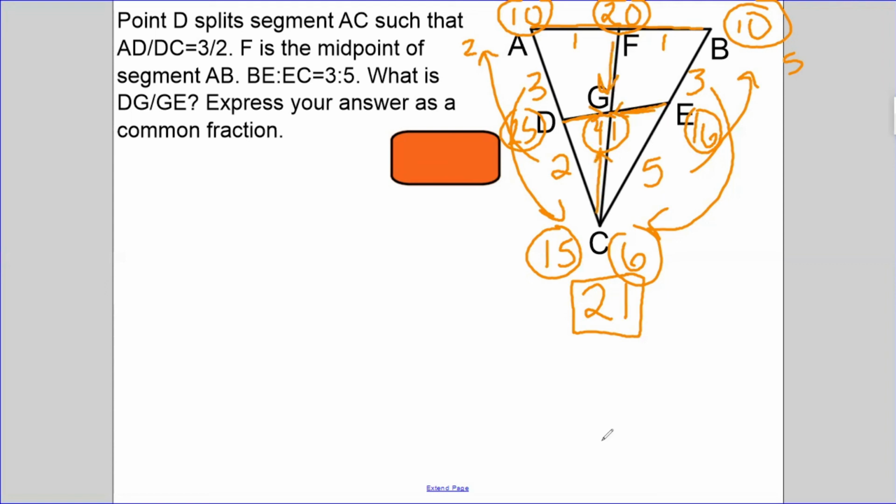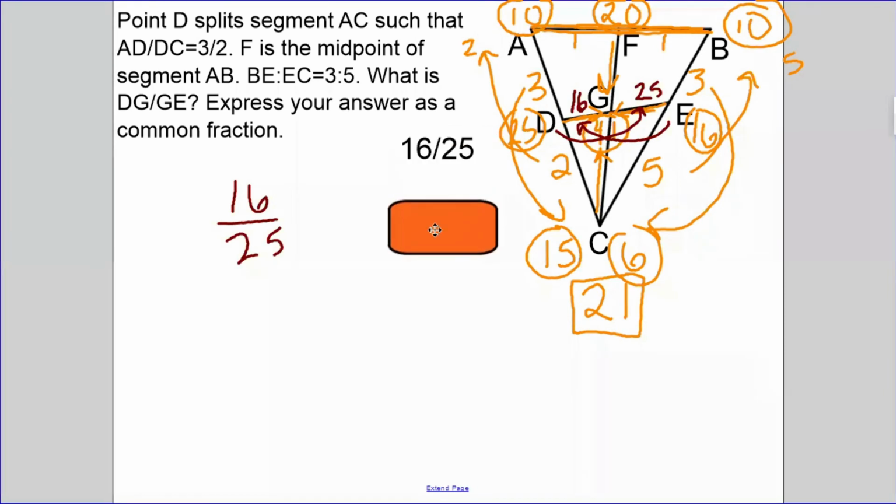When we're dealing with splitting the mass, this specifically works when we are balancing the other side first, and then we work into that cevian point, that C where they share the mass. So now our final question is to talk about DG to GE, which would be 16 to 25. Again, the 16 from here, the 25 from here. So this gives us a final answer of a ratio of 16 to 25.